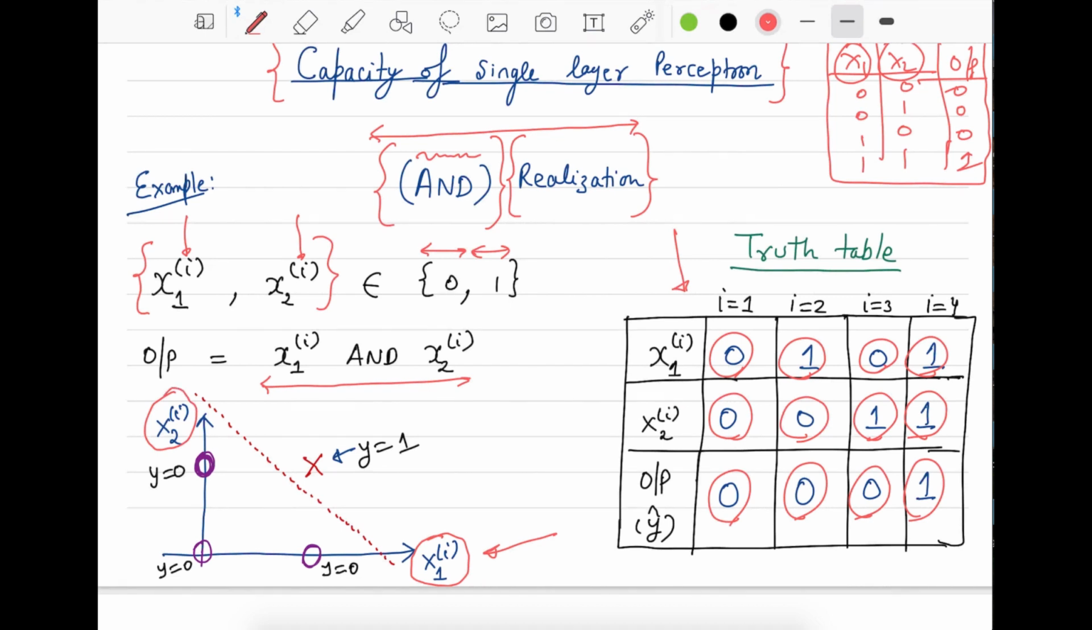Since we have two features, this can be represented easily on a two-dimensional plane. This is the first feature of the ith example, and this is the second feature. If you take the case where you have 0 0, your output is 0, and that is represented over here because both of them are 0. In the second case, you have xi1 as 2 and xi2 as 0.